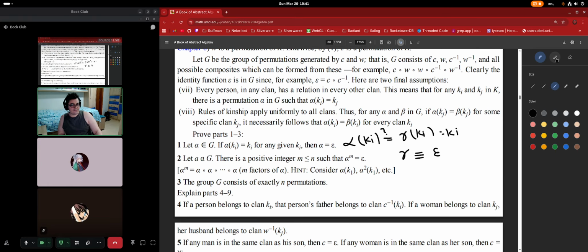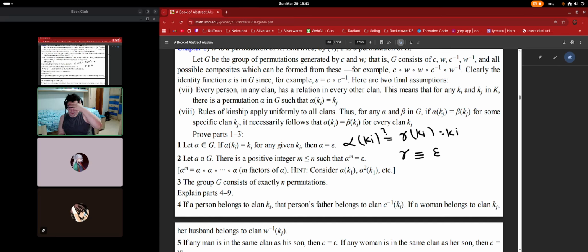Okay, so exercise G. Are there any questions about exercise G? No, not G. True. Let alpha be in G, there is a positive m such that, and then the explanation of what the exponent means. It means composing a bunch of functions together, right? Right. It's essentially saying that if you compose alpha m times, that's going to be equal to epsilon.